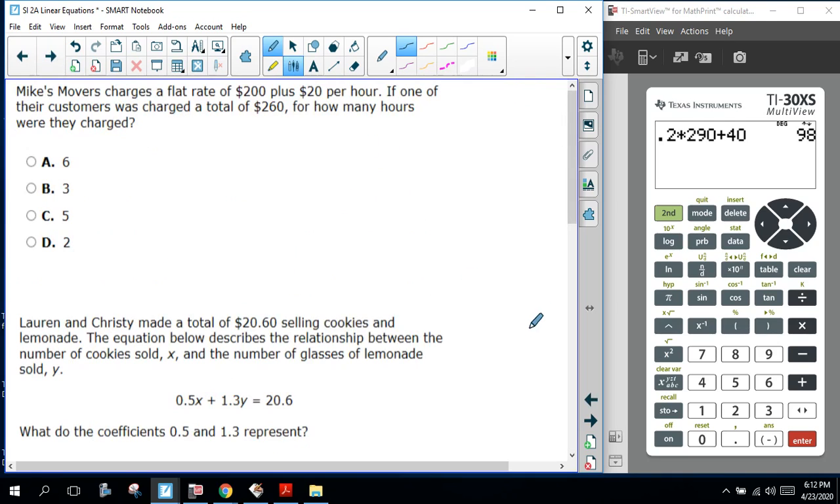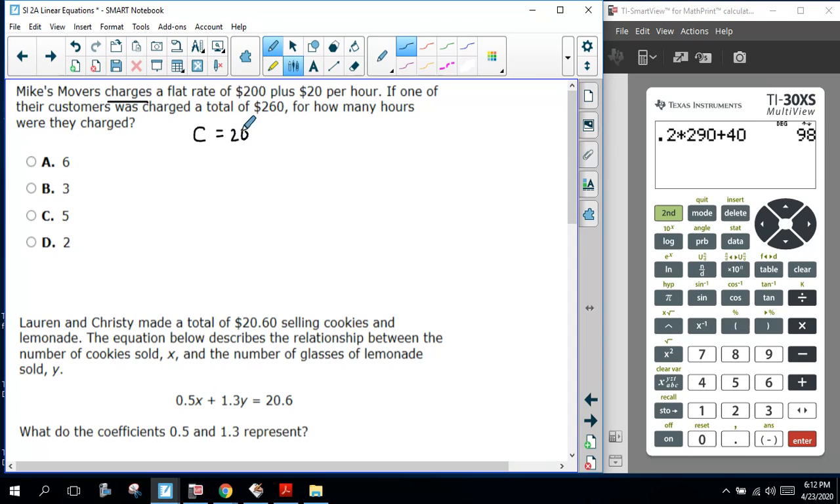All right, let's take a look here. Next example, Mike's Movers charges a flat fee of $200 plus $20 per hour. I am going to stop right there. Charges, all right, so the charge or the cost, let's call it C. The charge is what? Well, the charge is a $200 flat fee.